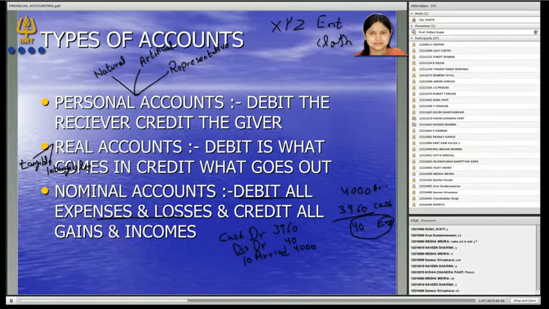Paid telephone charges, rupees 1000. Now telephone charges is an expense and you must have paid it by cash. So it is a nominal account and a real account. The nominal account rule says debit all expenses. So telephone expense debit to cash. Credit what goes out, to cash.